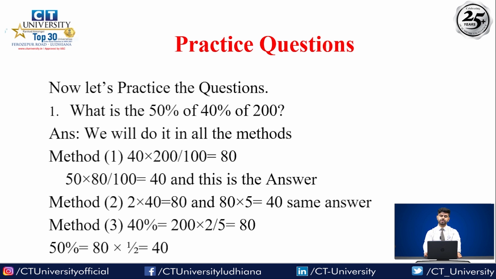Here the zeros will be cut. Method 3: 40% is equal to 200 into 2 over 5, which gives 80. Okay, 50% means 80 into 1 by 2 is equal to 40. That's what it comes to here: 80 into 1 by 2 means 40 is the answer by all the methods. That's how we do calculations with so much ease, with quick methods and quick ways.